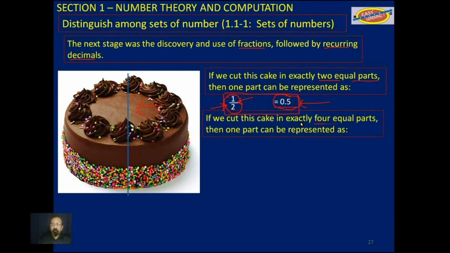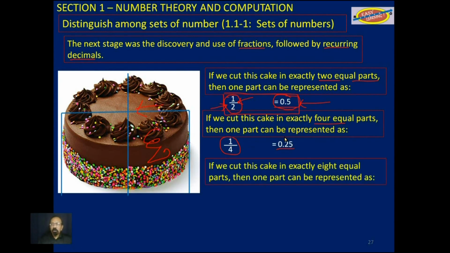Now, if we cut the cake in 4 equal parts, one part here will be 1 out of 4. Again, that's a vulgar fraction. If you divide 1 by 4, you get exactly 0.25. It terminates. It works out. And then if we cut the cake in exactly 8 equal parts, then one part will be 1 out of 8. If you divide the numerator by the denominator, you get exactly 0.125.